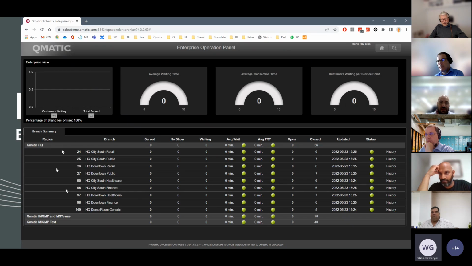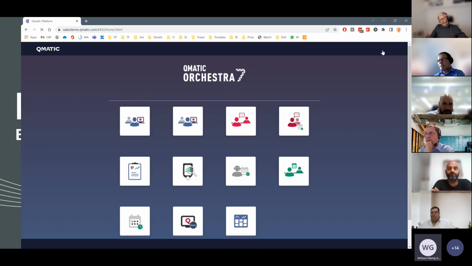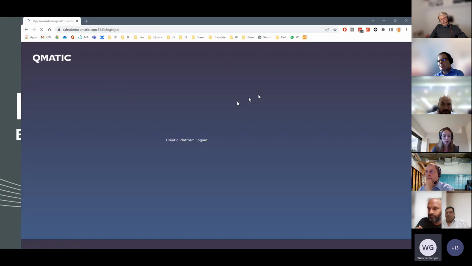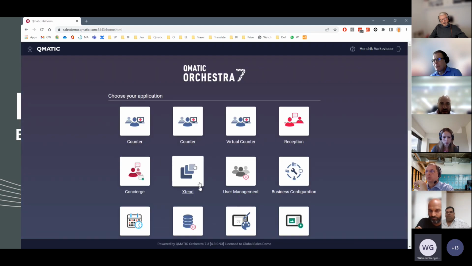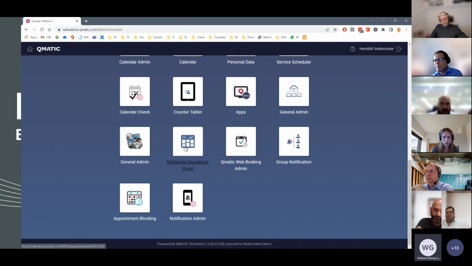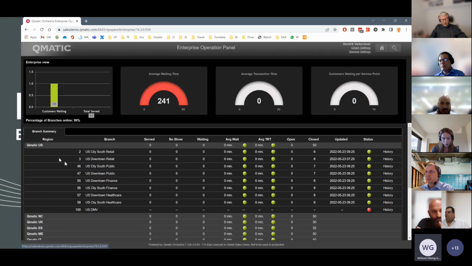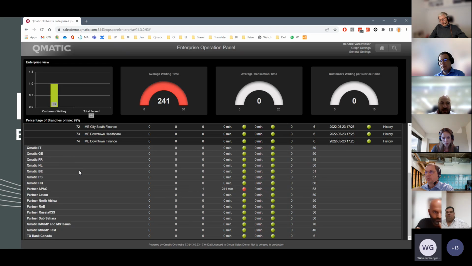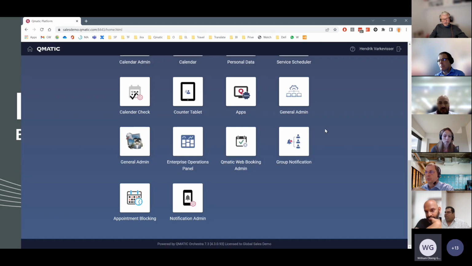So in this case, I can see those branches which I can click on now. But if I would log in as another user, an admin user, for example, like this, and I would go to the same operation panel, then you can see I have access to many more branches in US, Middle East, and so on. And that's purely done by access rights for users. Okay, I just wanted to not forget to show you that.